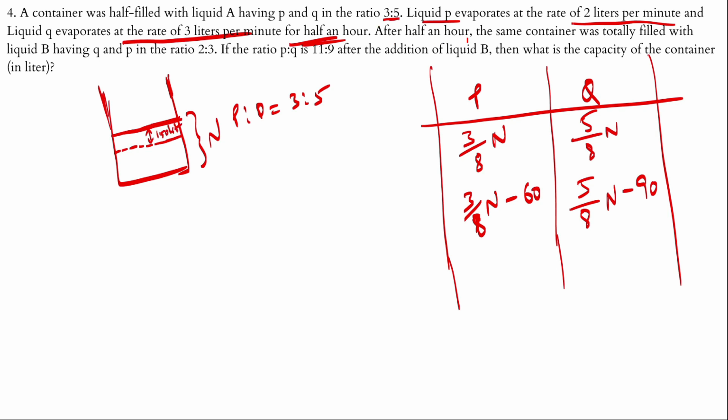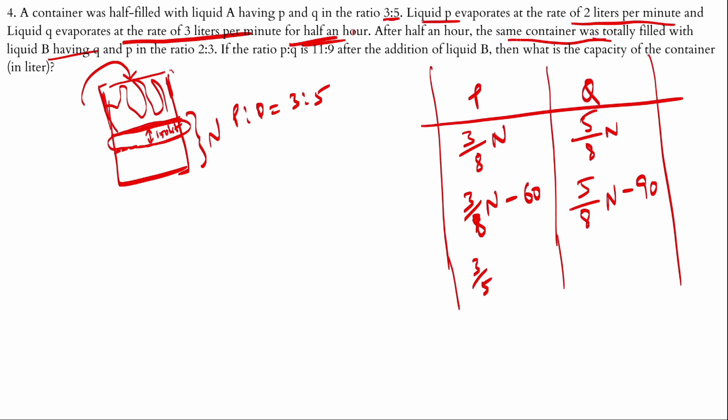Now after this, the same container was totally filled with liquid B. Okay. Now again this was completely filled. So this 150 liter vacancy is filled and this remaining part is also filled. Clear? So now what happened?